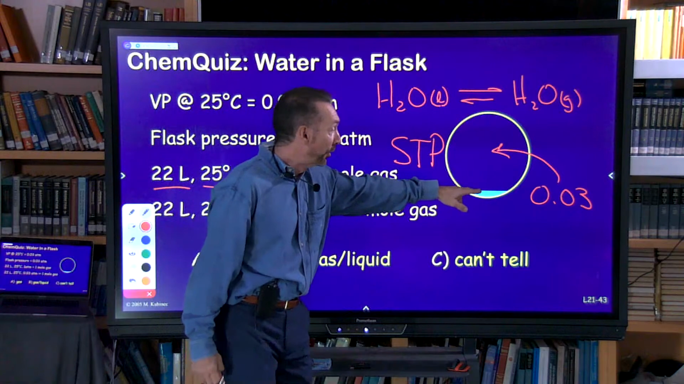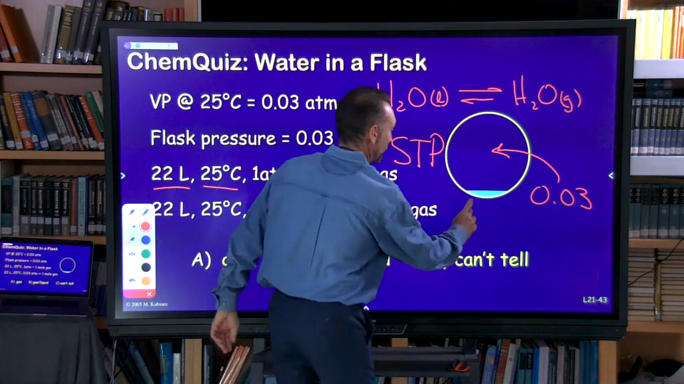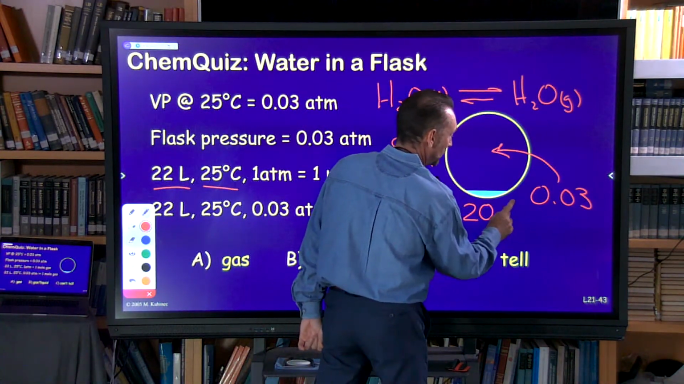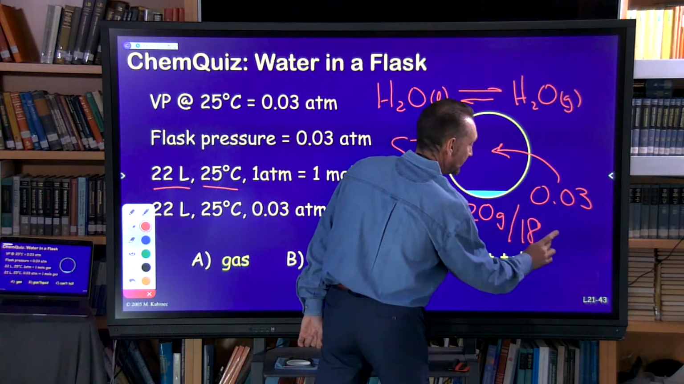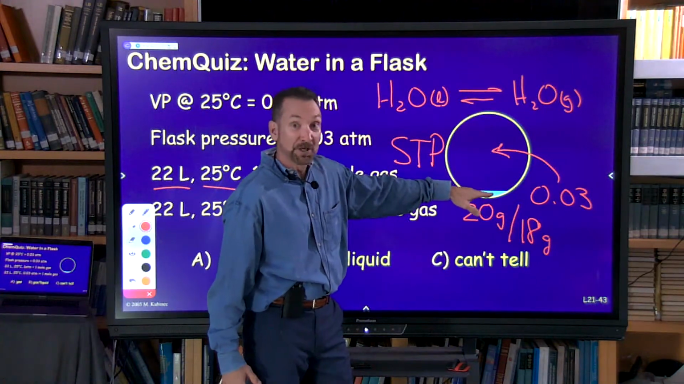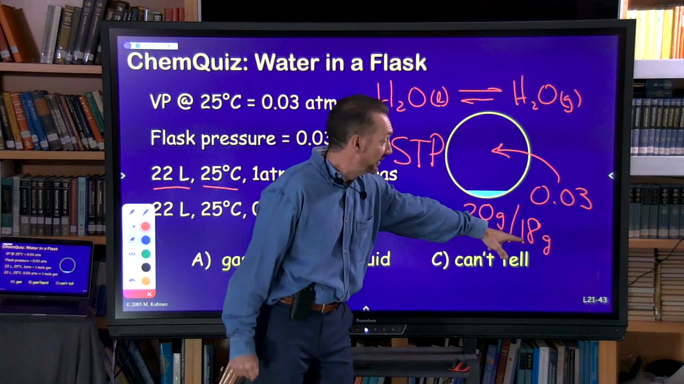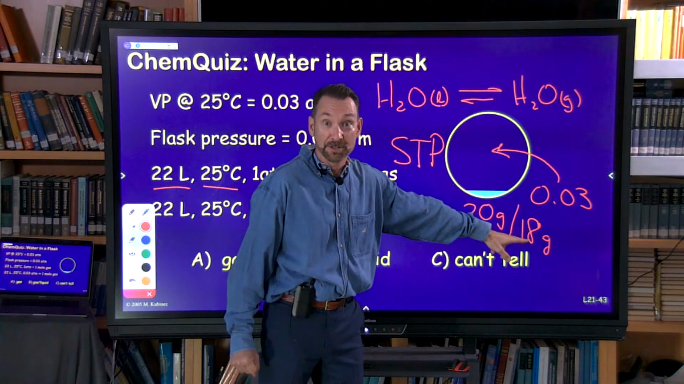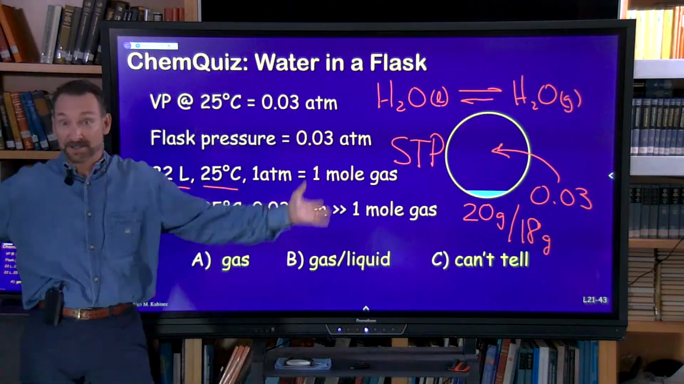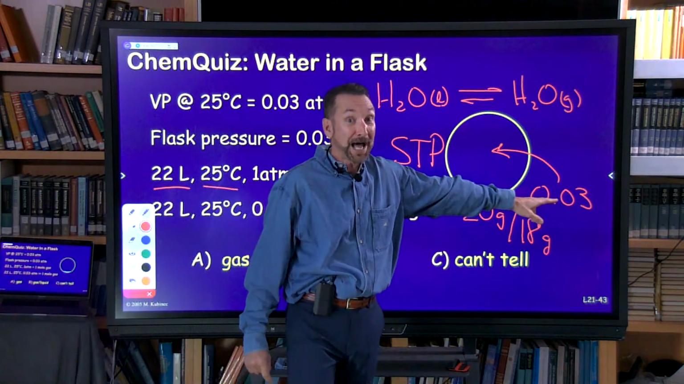We have more than a mole of gas. We have 20 grams of water. 20 grams of water is more than a mole. A mole is 18 grams. So even if the pressure were to get to 1 atmosphere, you wouldn't use up all your water. You'd only use up 18 grams of your water, and you'd have 2 grams of water left. It does not get to 1. It gets to 0.03 and stops.